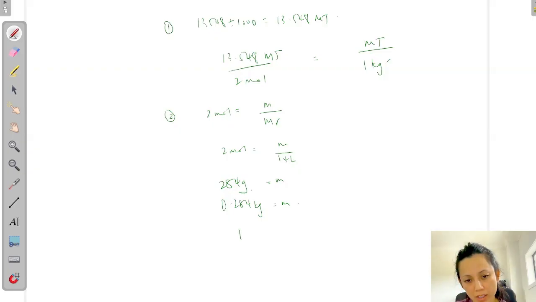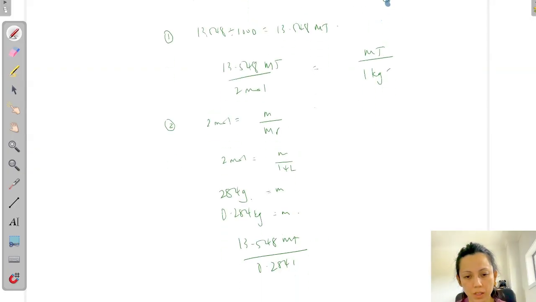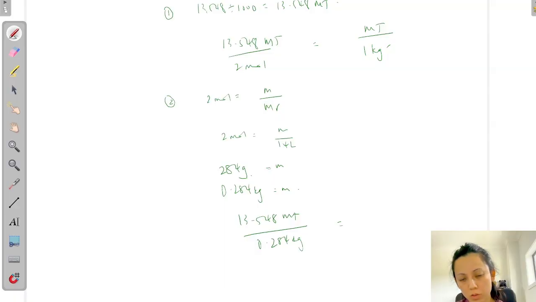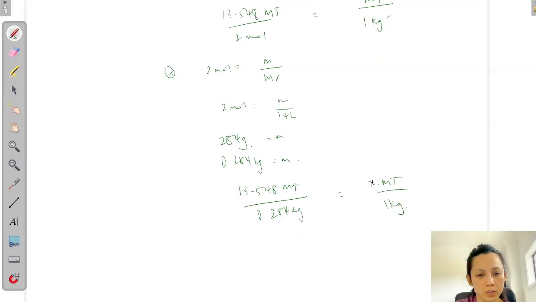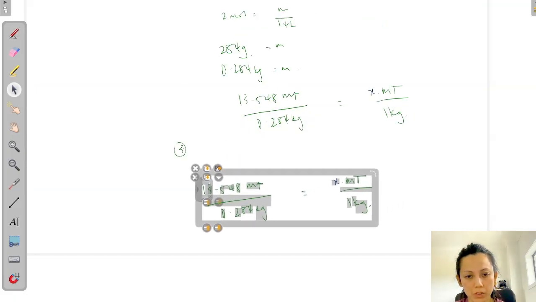Now we can express it as 13.548 megajoules per 0.284 kilograms equals X megajoules per 1 kilo. So you can see how now you've got units that are consistent. At this point, the only thing you're looking for is X, and that is the energy expressed per kilogram. I've taught you guys before, when you make the relationships like this, it makes your life really easy, because all you need to do now is cross multiply to find X, as if I was to give you this equation in a maths classroom. So now we're literally just solving for X.